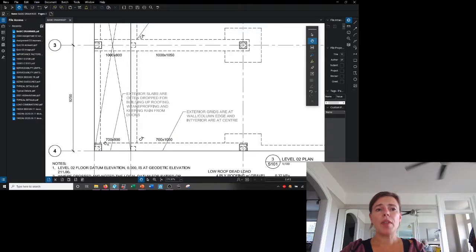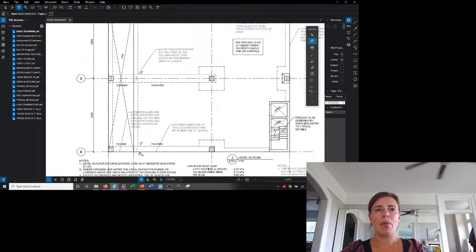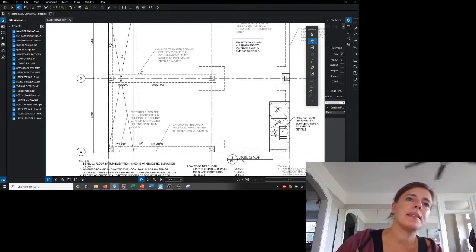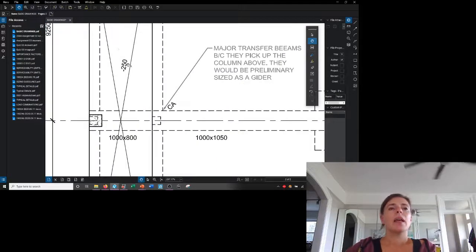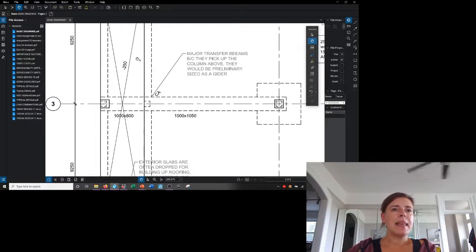You can see here that both of these sides are 700 wide, but this portion is 800 and this portion is 1050. It looks like there is a jog in the beam. What's not clear is whether it's the top or the bottom. And I wonder if there's any context that tells us that. And it looks like right here we can see that this zone is minus 250.